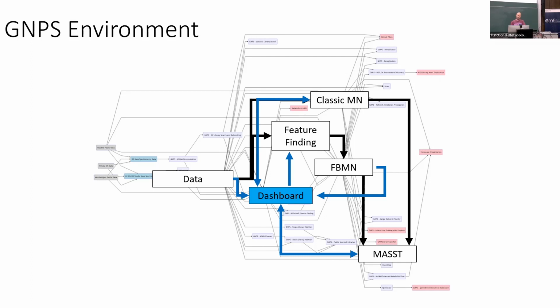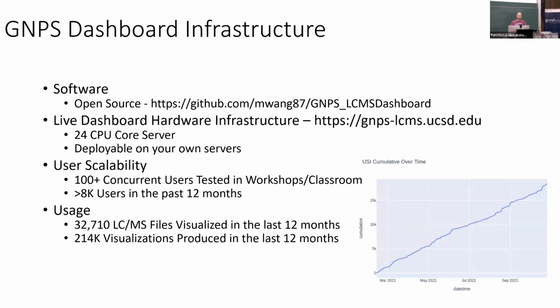So now the dashboard is, again, a central spot. From there, you can pull data. You can launch feature-based molecular networking jobs. You can also launch classic molecular networking jobs, and also MASST. So we really see it as a central point to get started at.